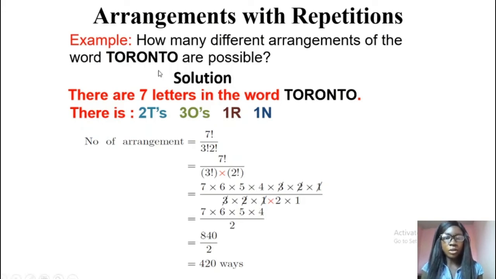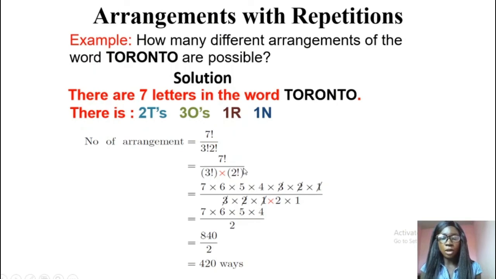So how do we arrange the word Toronto? You first of all count the letters you have, which is your n. We have 7 factorial, divided by what? Now you check the letters that repeated more than 1 time. We have 2 T's and we have 3 O's. So we put 3 factorial, which is for O, times 2 factorial, which is for T.